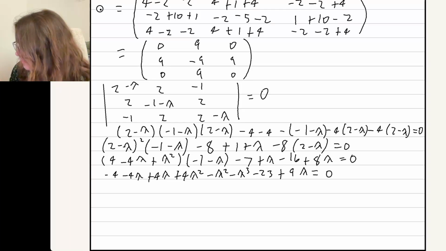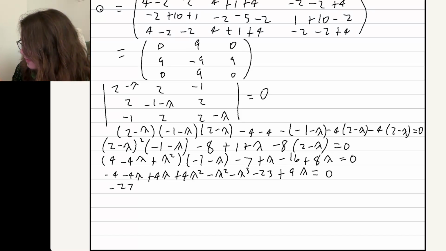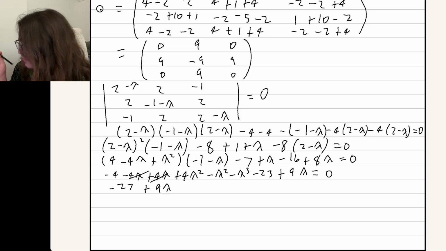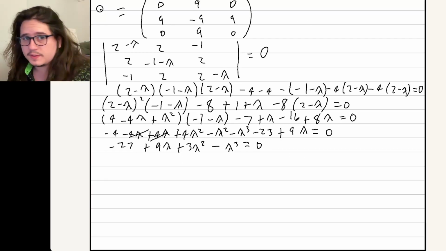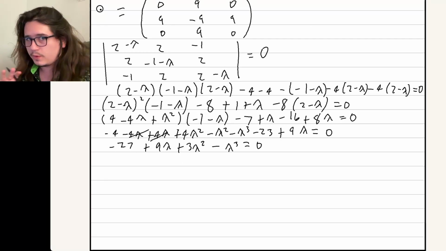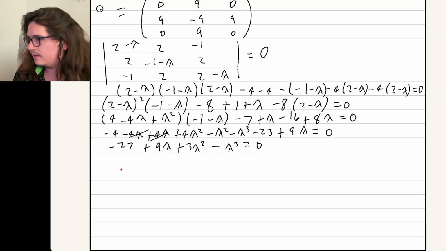Let's try to put it all together. Minus 4 minus 23 is minus 27. This cancels this out, so we have just plus 9 lambda. 4 minus 1 is 3, so 3 lambda squared, and then minus lambda cubed. And that's going to make our polynomial. This is actually factorable if you take the form that you have right now and try to factor out a 3 minus lambda from it.